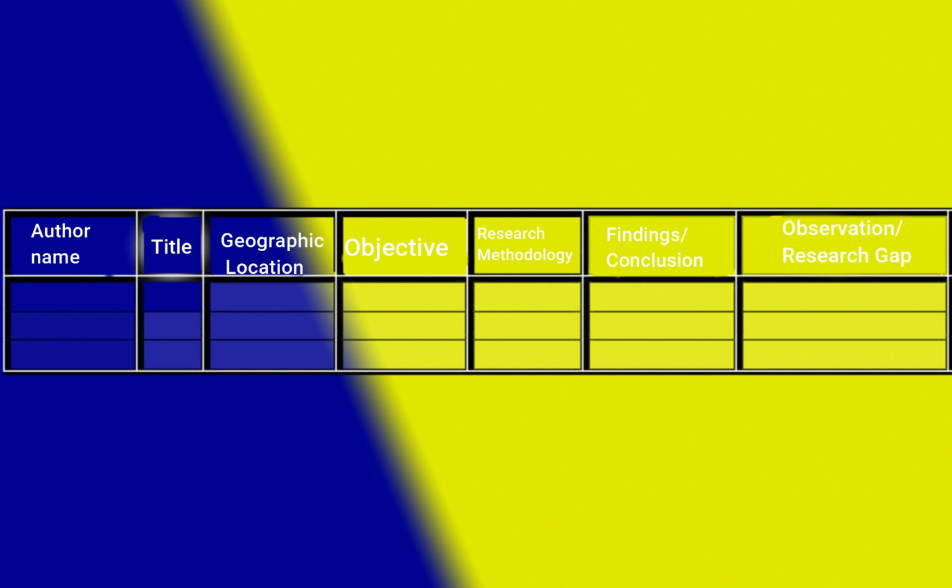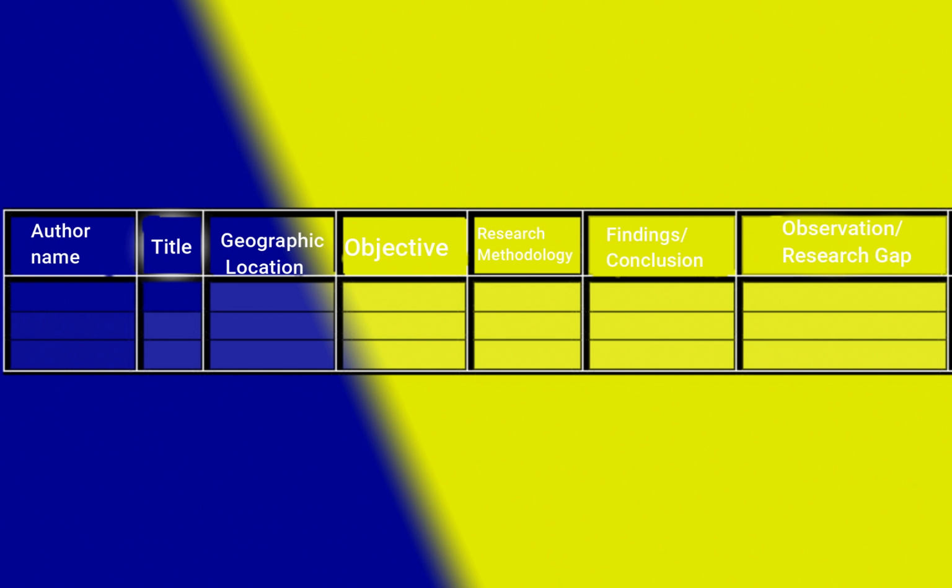In the first column, when you read a paper, write the author name in this table. In the title column, write the title of the paper. In geographic location, write where this paper has been published. Then for objectives, when you read the paper, see what the objective of this paper is, and write the objective in this column.